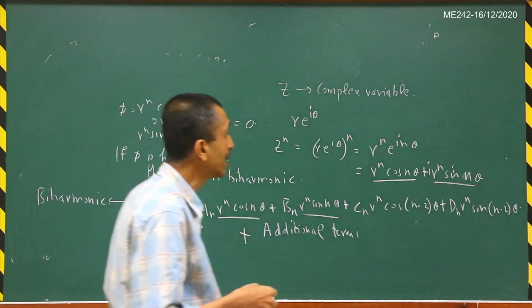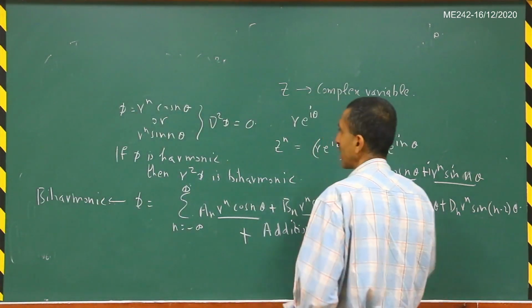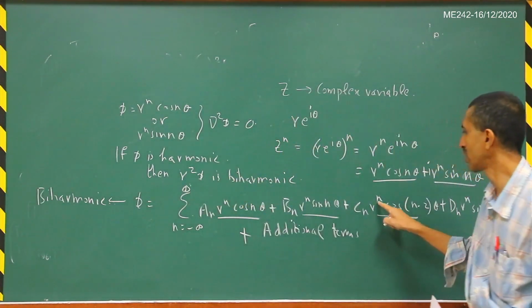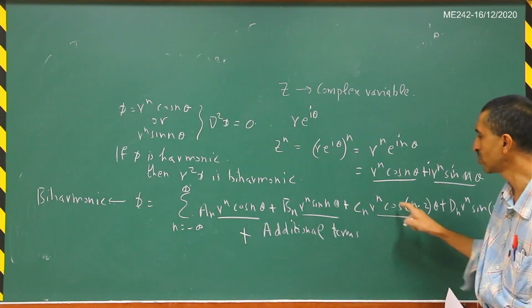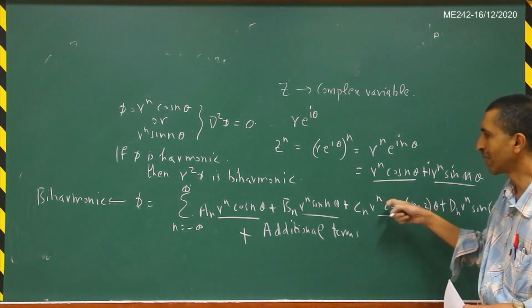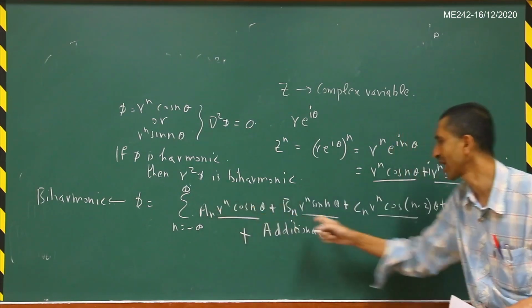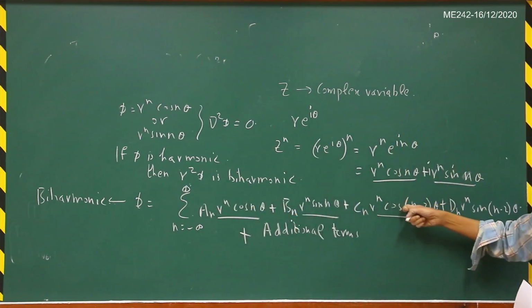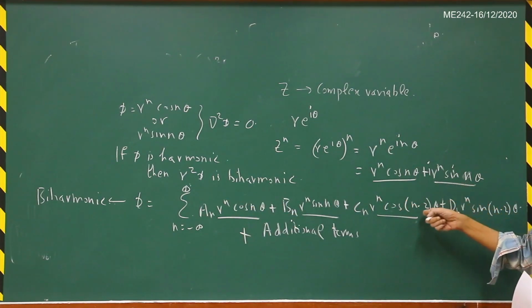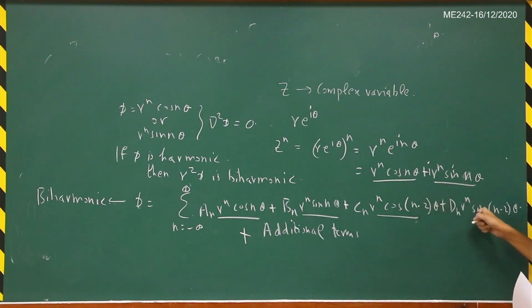And then these are the functions which are r squared times phi, okay? But the only thing is, instead of writing it as r^(n+2) cos n theta, because this is an infinite series, I can also write it as r^n cos of (n minus 2) theta, and that is what I have done here. These are functions that are biharmonic but not harmonic, okay?